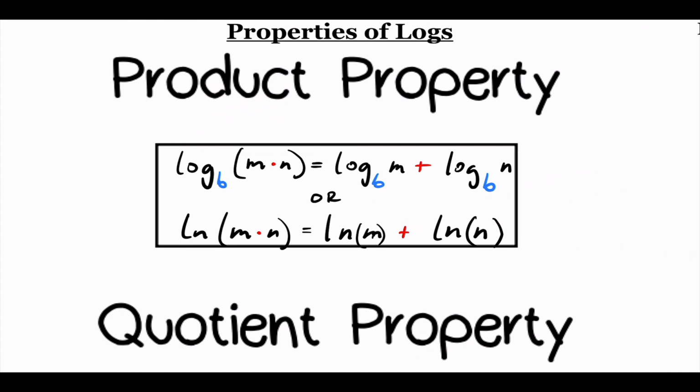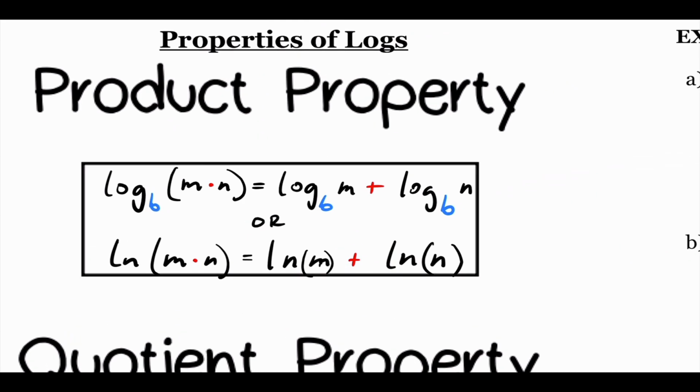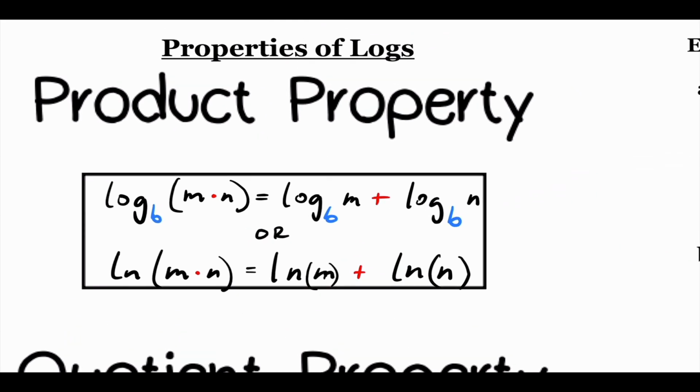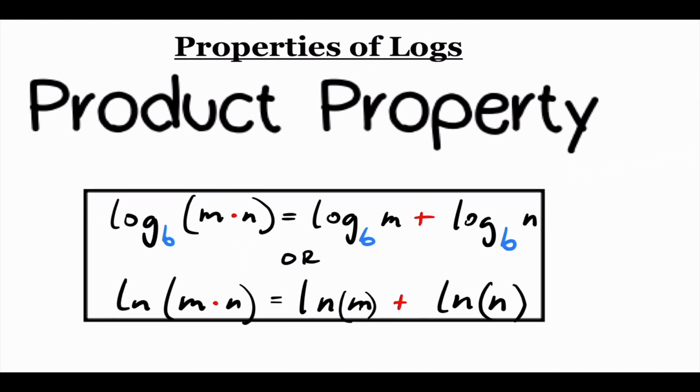Okay. The other thing we're going to look at is properties. There are 3 properties: product, quotient, and power. I'm going to give you some time to write these down, and then we're gonna practice with them. They're not as bad as they look. They have the word log in them, but they're not that bad. I wrote one with a log and one with a natural log.